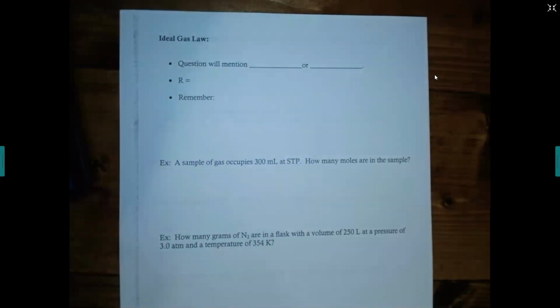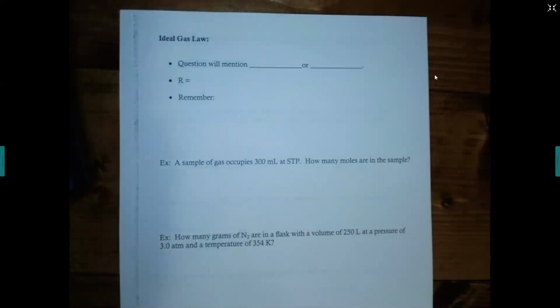Okay, so some things you need in front of you right now. You need page 12 of the packet, which is what I have in front of me right now. These are our ideal gas law notes that we're going to be filling out together. You're going to need a periodic table, and you're also going to need your calculator a lot today.